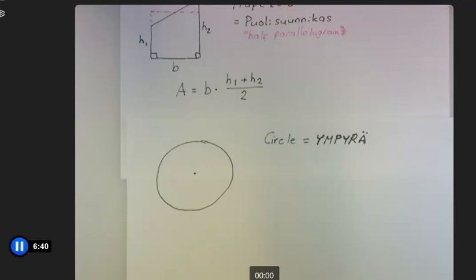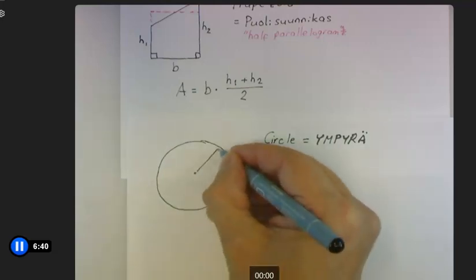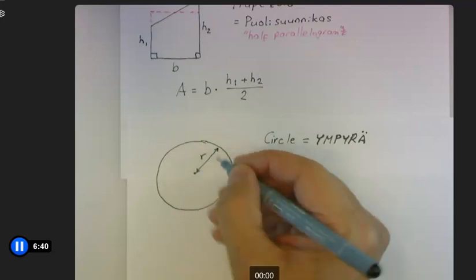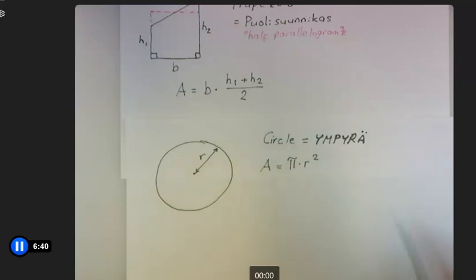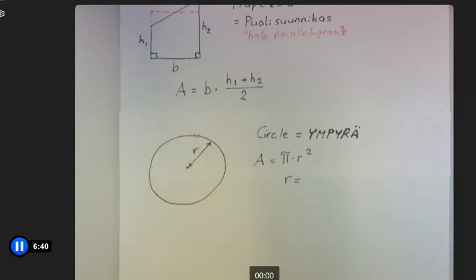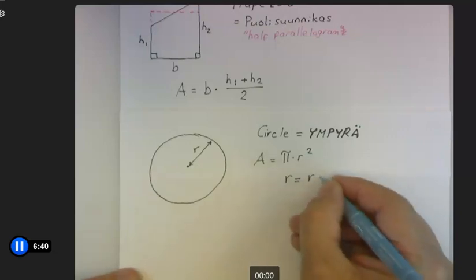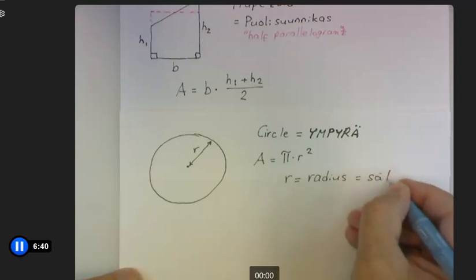I think in earlier studies most of you have learned the formula. Well, what is the formula for the area of a circle? If we call this R, pi times R squared. This R is the radius, and in Finnish säde.